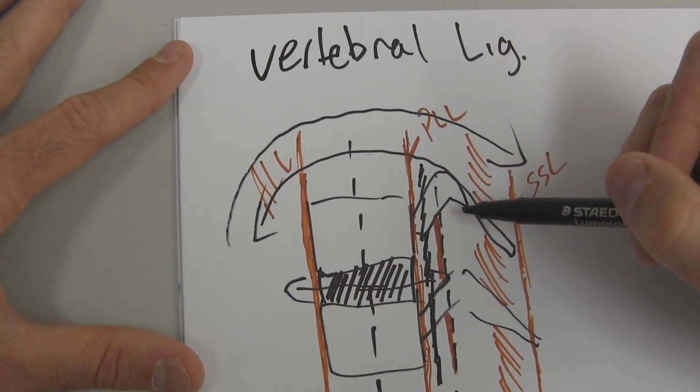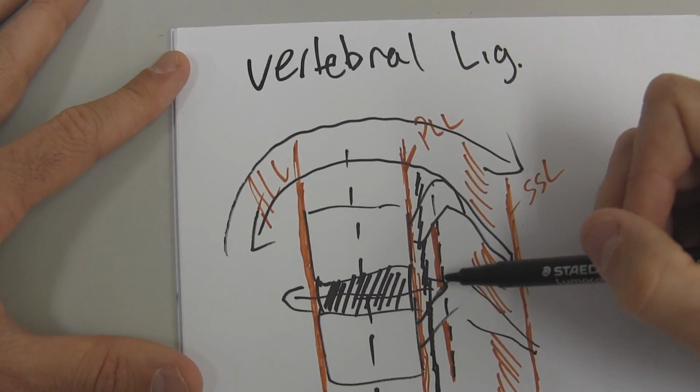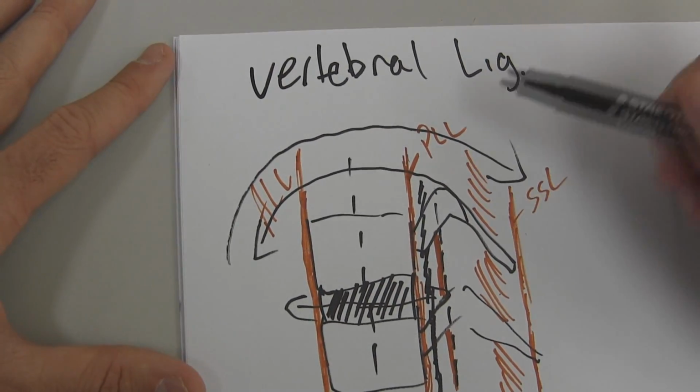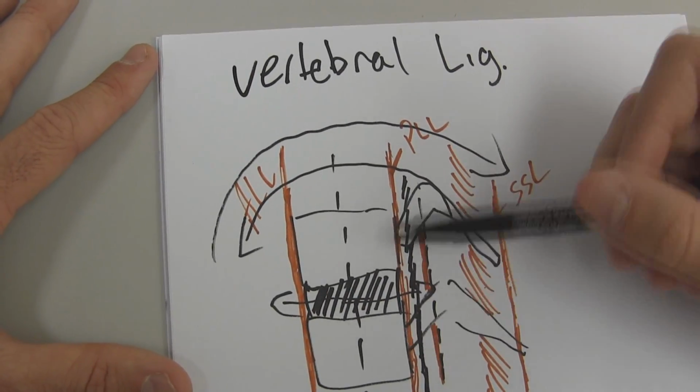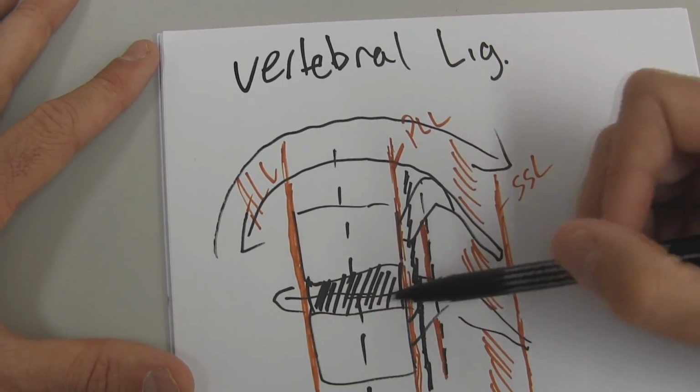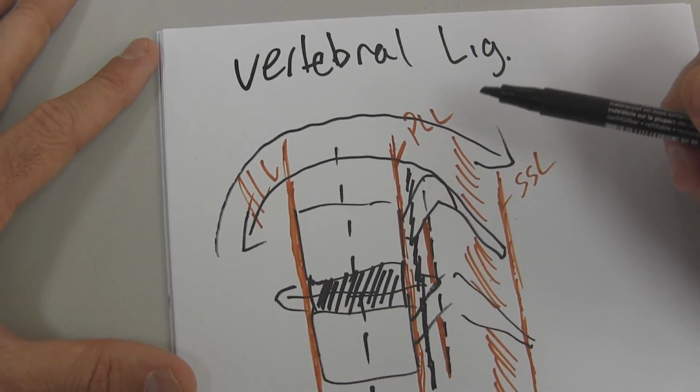So the posterior longitudinal ligament helps prevent posterior displacement. So we've got a couple of roles here. Ultimately, limiting movements or helping prevent movements. We've got stabilising the joints, and we've also got holding in or helping to hold in this intervertebral disc.